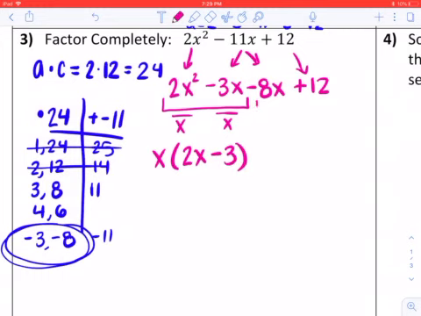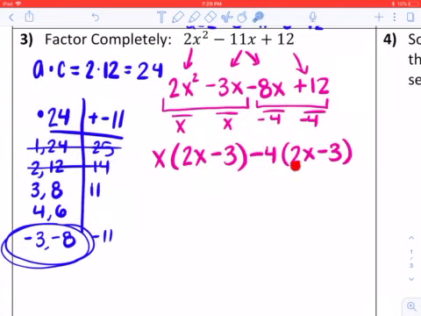Then for my second group, I have a GCF that is negative because my first term in the group is negative. And the biggest number that goes into 8 and 12 is a 4. So I'm going to divide these by 4, well, negative 4. And after I divide by negative 4, I get 2x minus 3. So since these match, I know I've done this correctly.